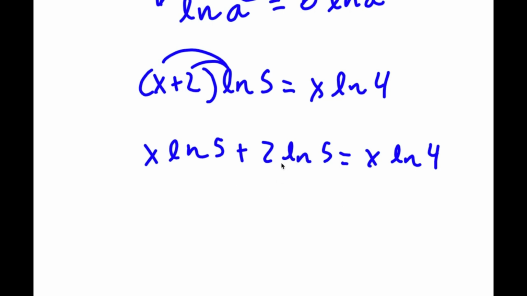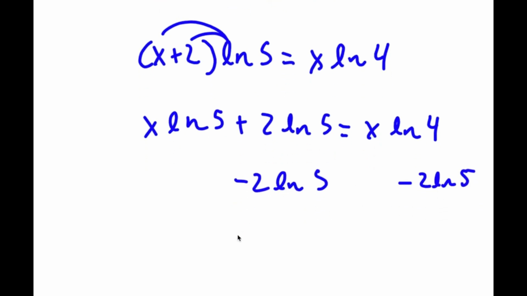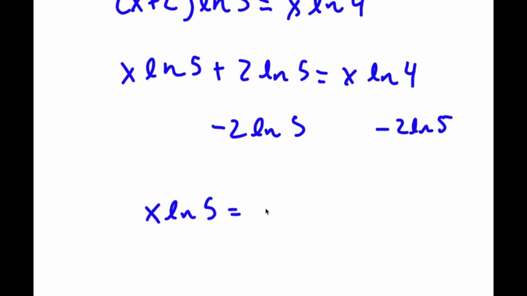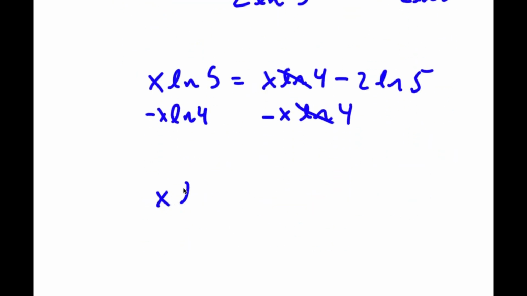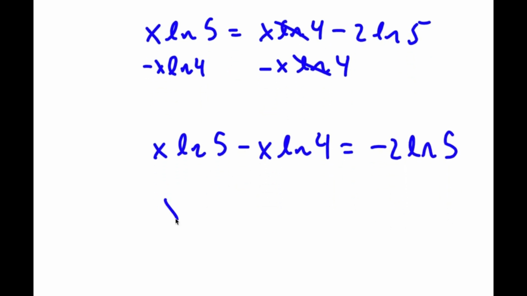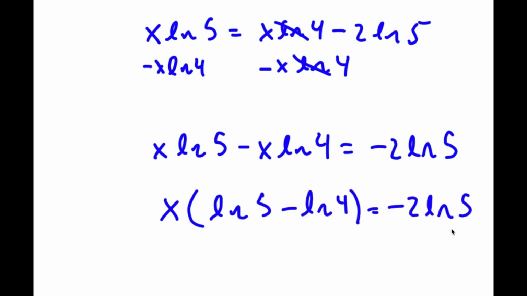Now, I'm going to go ahead and subtract 2 ln 5 on both sides. So now I have x times ln 5 is equal to x times ln 4 minus 2 times ln 5. Now if I subtract x times ln 4 on both sides, these two cancel out and I'll be left with x times ln 5 minus x times ln 4 is equal to negative 2 times ln 5. Now if I factor out x from here, I get x times ln 5 minus ln 4 is equal to negative 2 times ln 5.